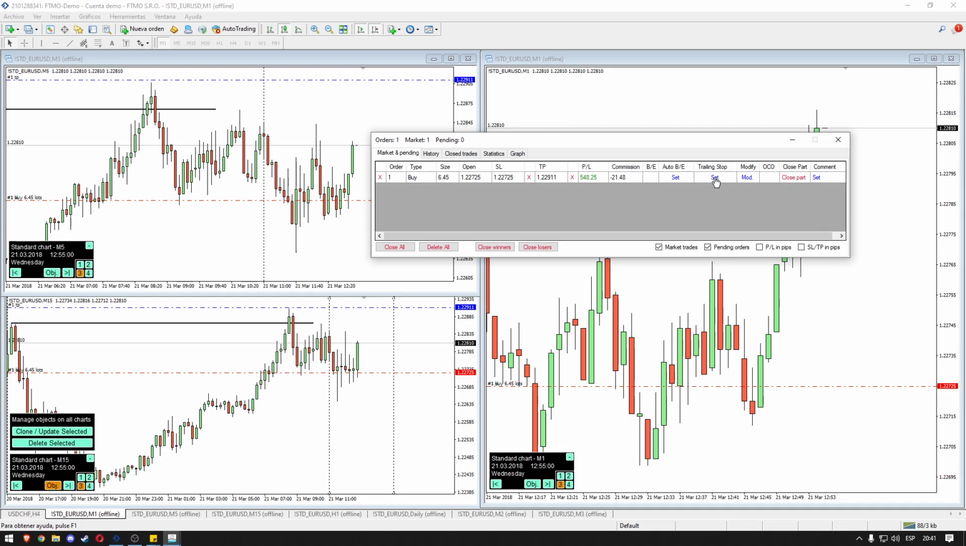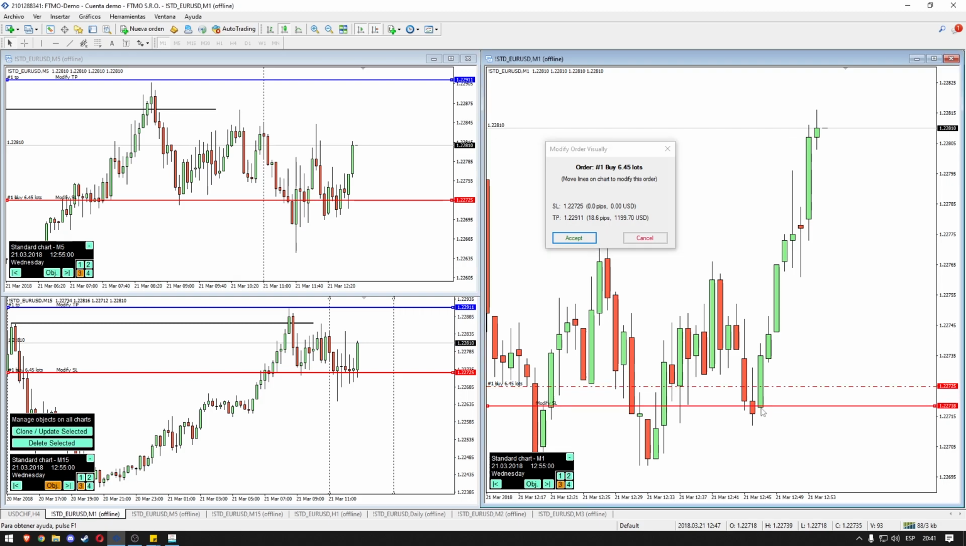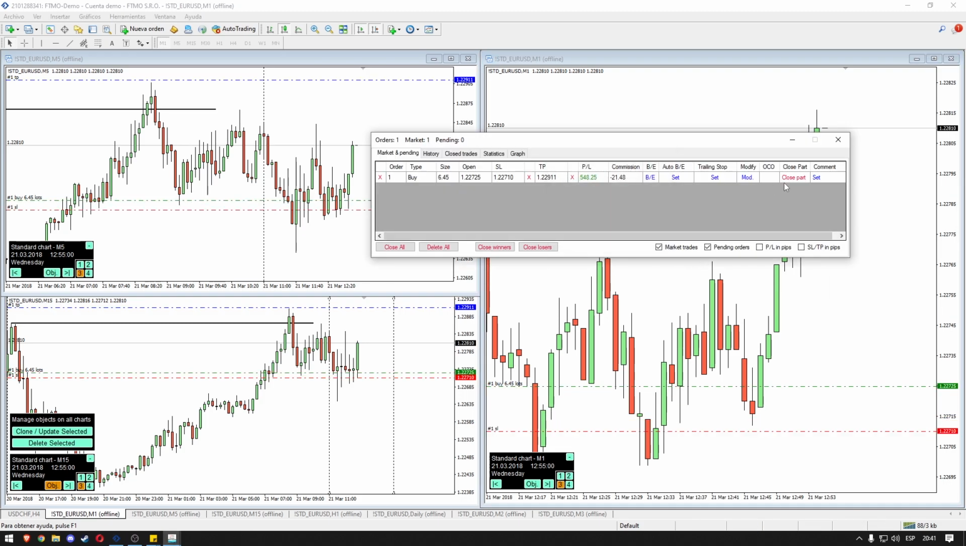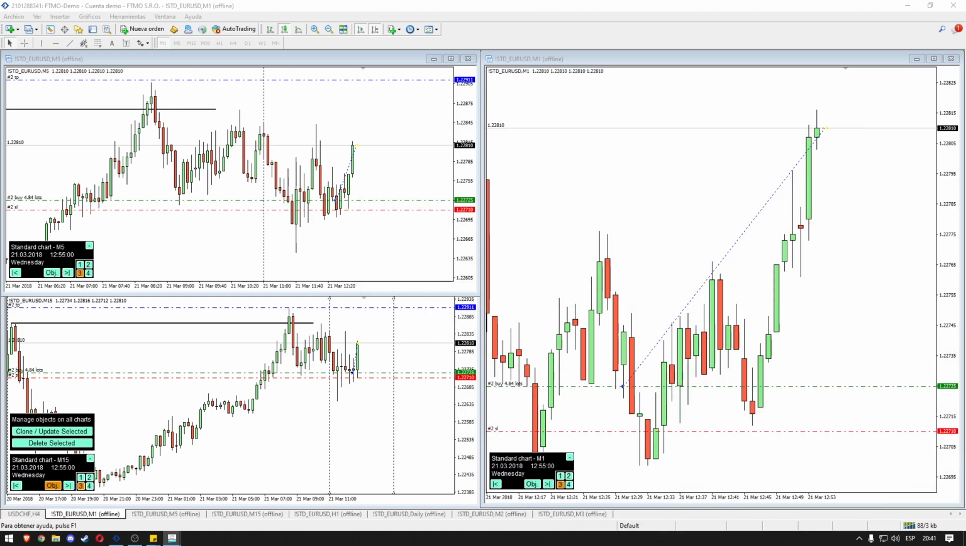Well, actually not to break even. Let me modify it to this, below the low, so basically half the risk. And I'm going to close 25% of it to start closing some wins, so to start taking some profits basically. Let's now see if it reaches target.